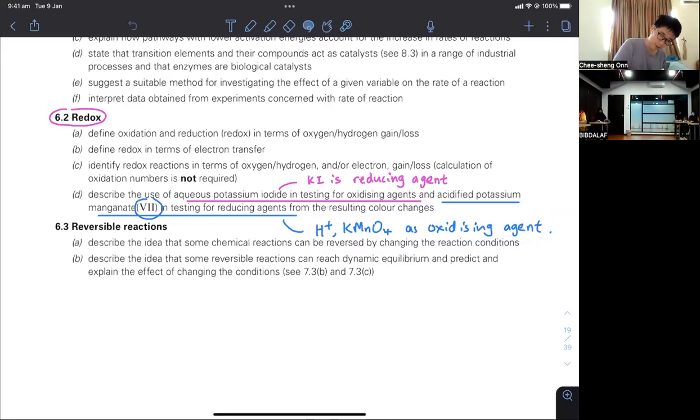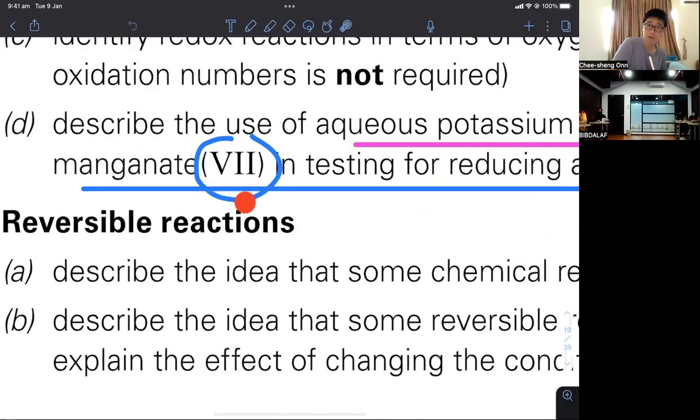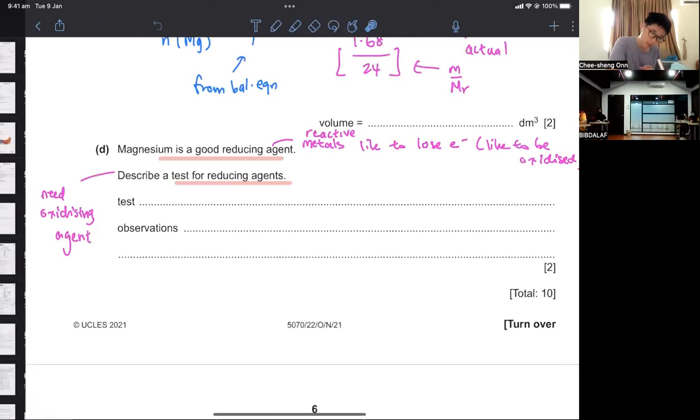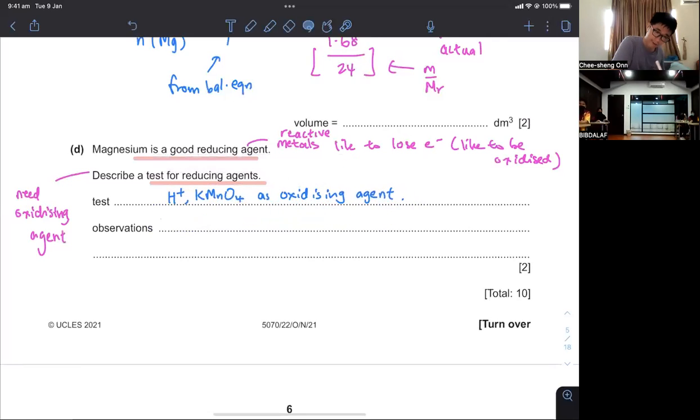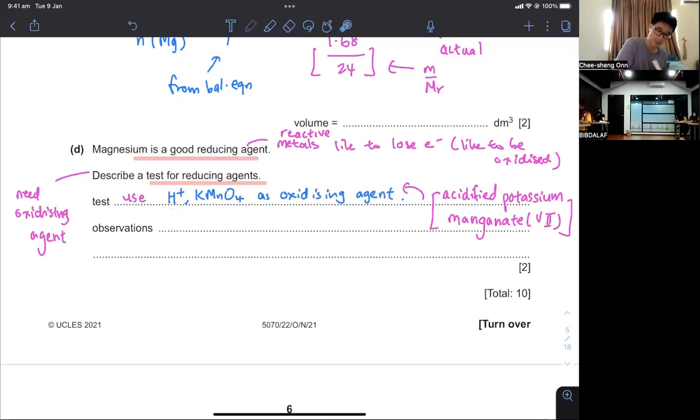But what I want you to focus on is the words. If they ask you to name, you have to give the complete correct name with the correct Roman numeral as well. Okay? So I'm just going to say use acidified KMnO4. No acid, no redox. It has to be acidified potassium manganate VII, so VII. That is using words, or you can use the formula. Generally, I prefer using the formula because it is so much faster.